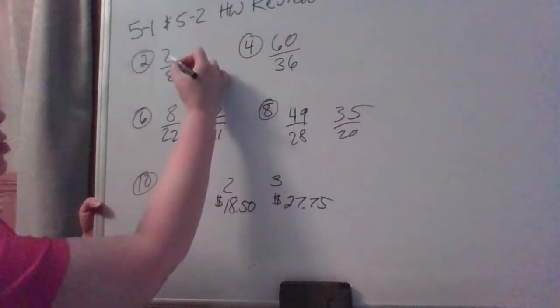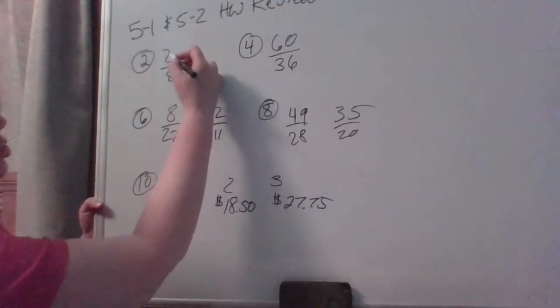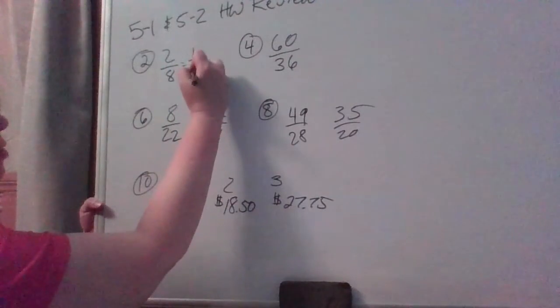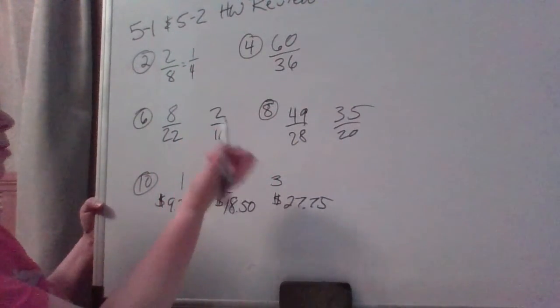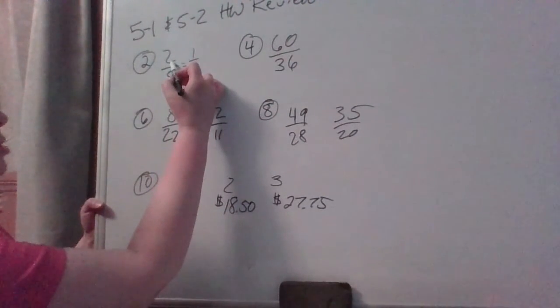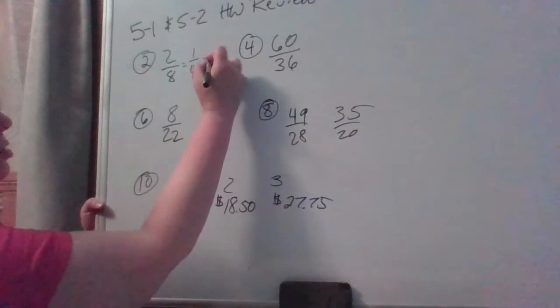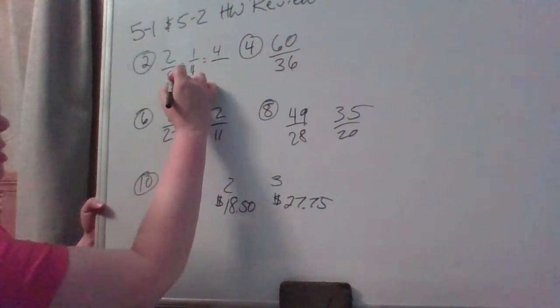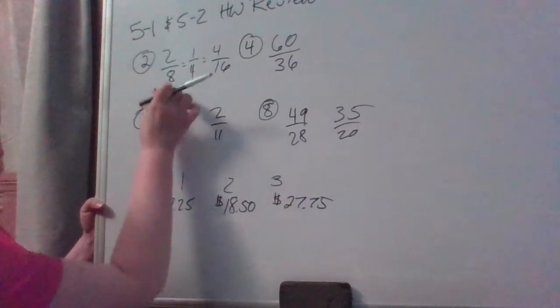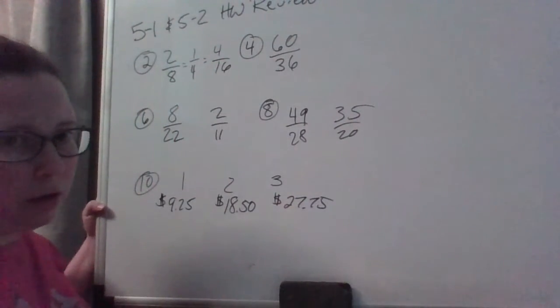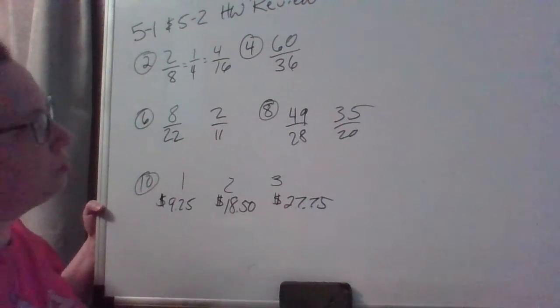So here I'm going to choose to divide by 2, and I would get 1/4. And then I'm also going to choose to multiply by 2. So if I multiply 2 times 2, I get 4. 8 times 2, I get 16. So all three of those are, in fact, equivalent ratios.